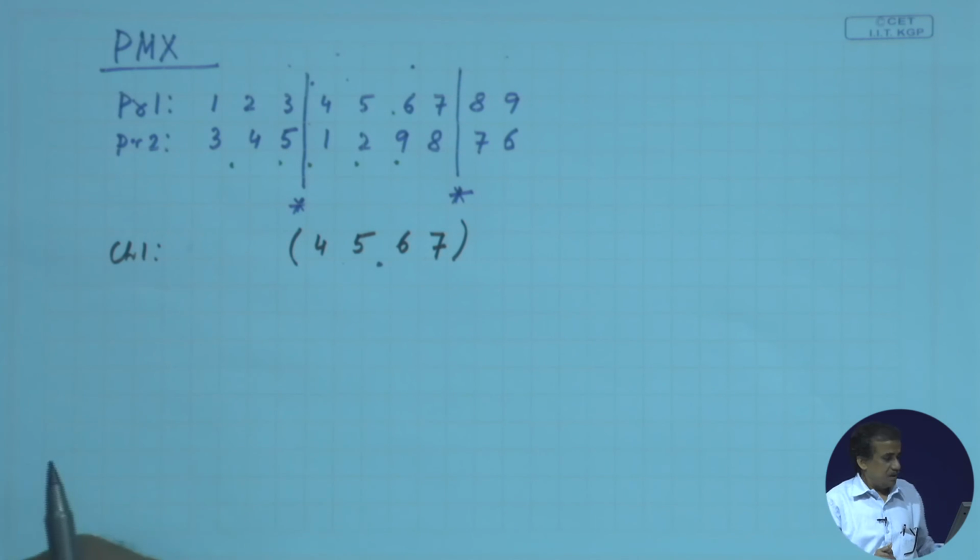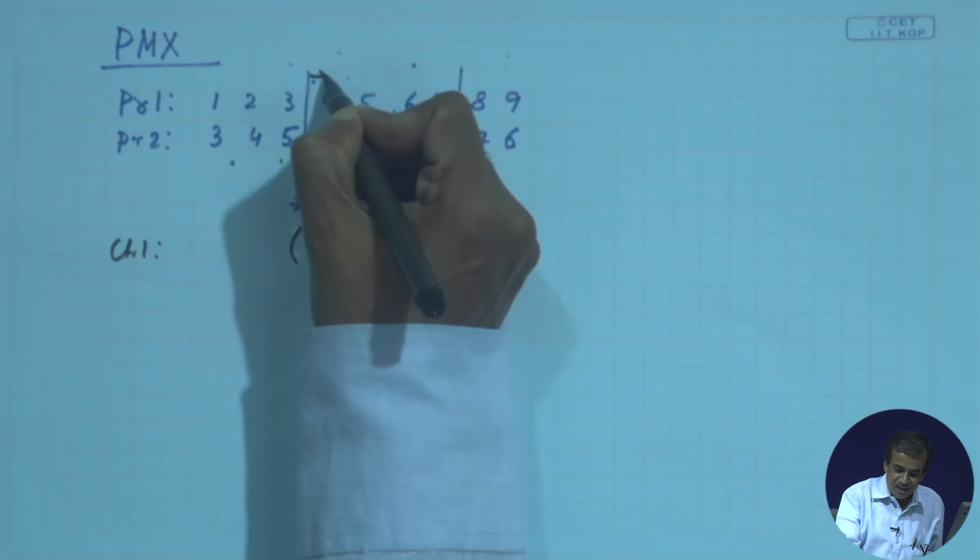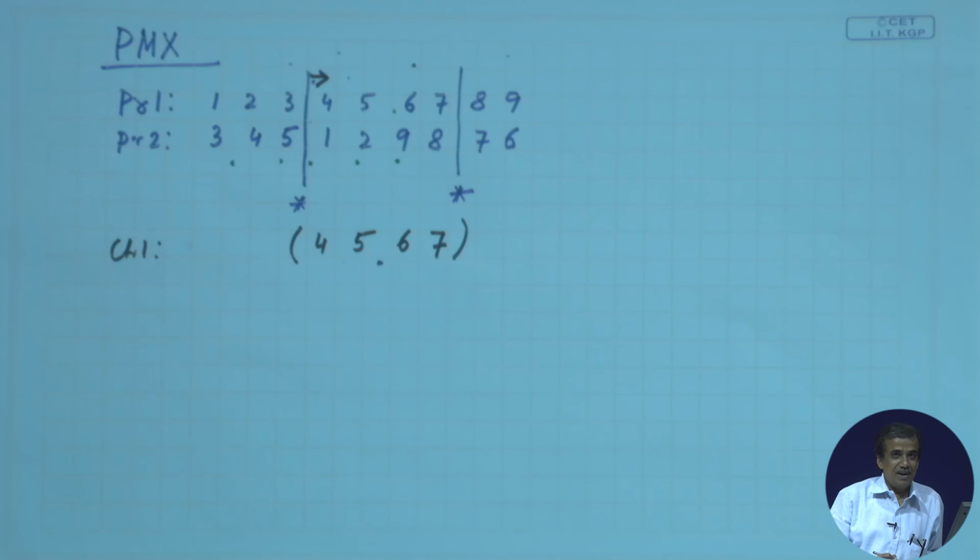To determine the remaining elements of child 1, the search starts with the elements of parent 1 residing in between the two crossover sites. So, I will have to start the search from here. Am I clear?